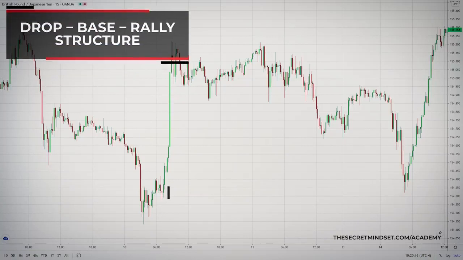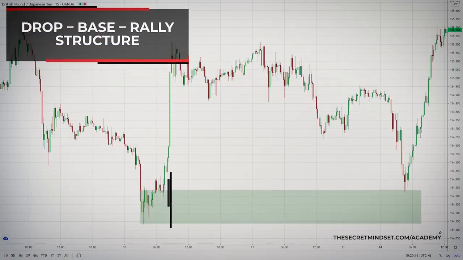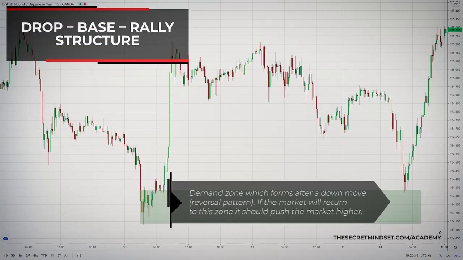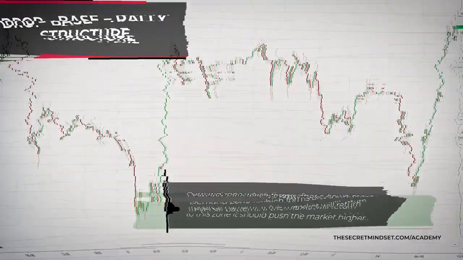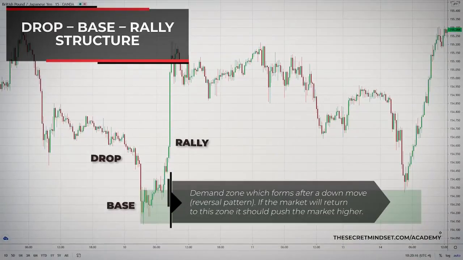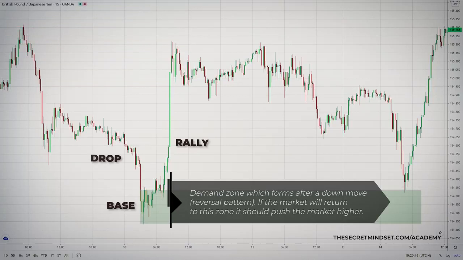The drop base rally is a structure which always forms a demand zone in a market. These zones differ from the first two price structures, mainly because of their location in a market. If rally base rally and drop base drop zones only form during trending movements, the drop base rally zones will only be found when the market changes from moving down to moving up. So it's a reversal pattern.